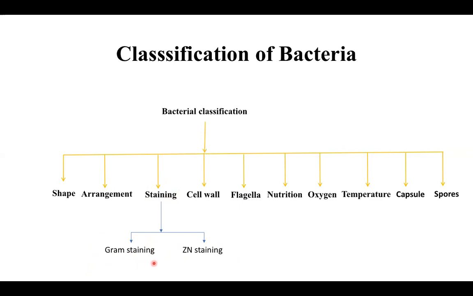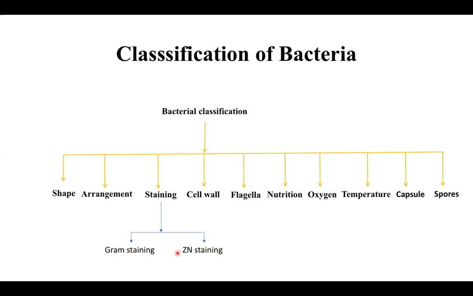Those bacteria which retain the color of the primary stain, that is crystal violet, and appear purple, are known as gram-positive bacteria, while those bacteria which retain the color of the counter stain, that is safranin or neutral red, and appear pink, are known as gram-negative bacteria.